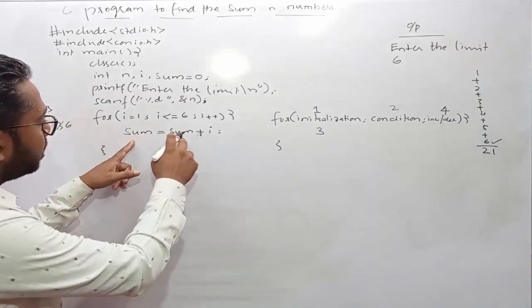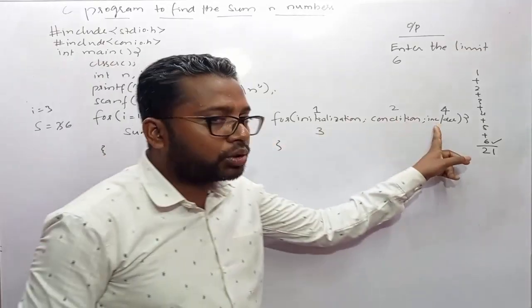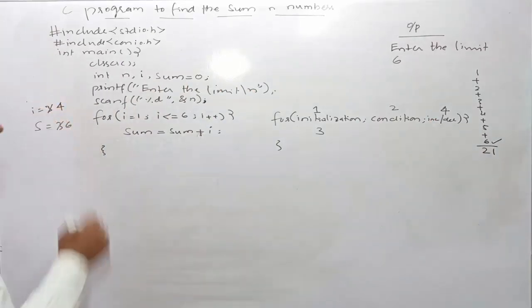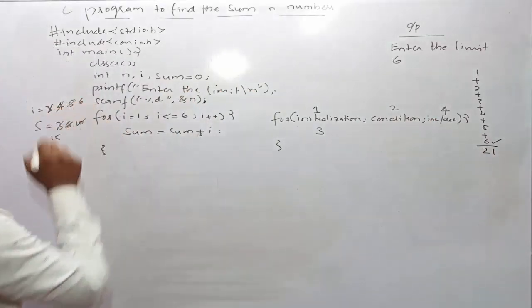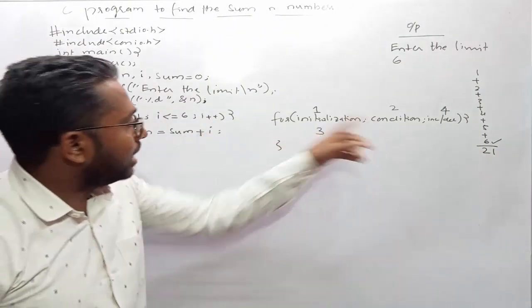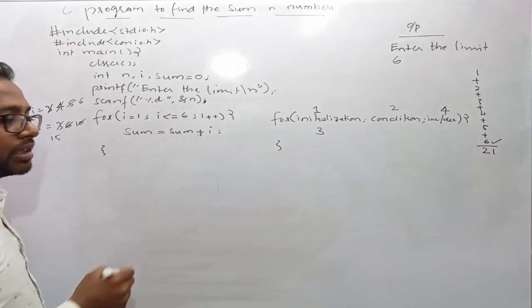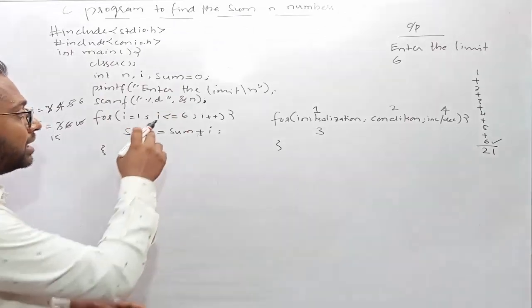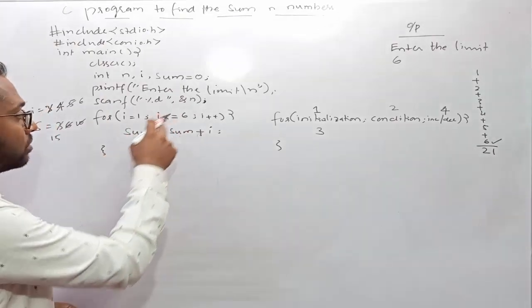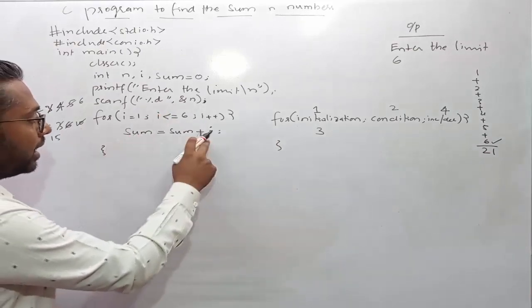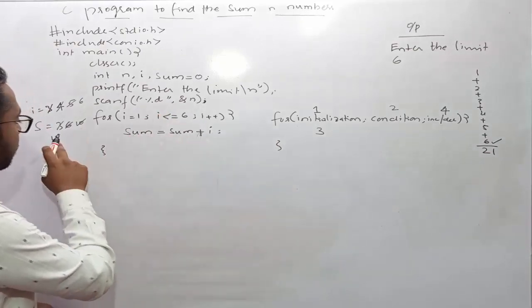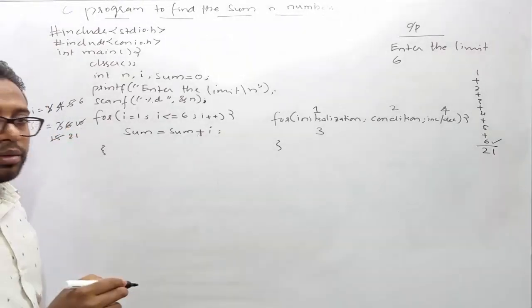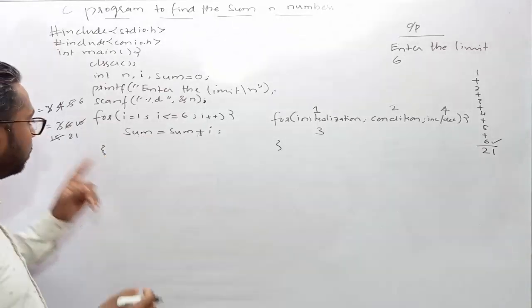Now after executing this body, again the control will come to the fourth part, which is increment, and now I becomes 4, and so on until the I value becomes 6. For the value of I equal to 6, again this condition gets evaluated. 6 is less than or equal to 6. Yes, condition true. 6 is not less than, but 6 is equal to 6. That's why the control comes inside the for loop to execute this statement. The value of sum was 15. 15 plus 6, now it becomes 21. Now the sum variable holds the value 21.